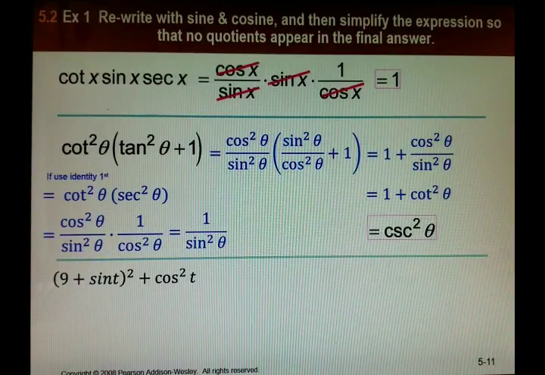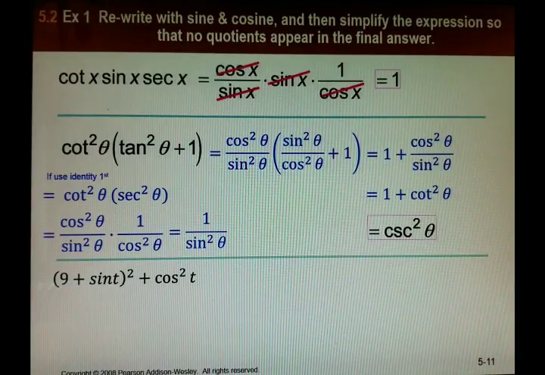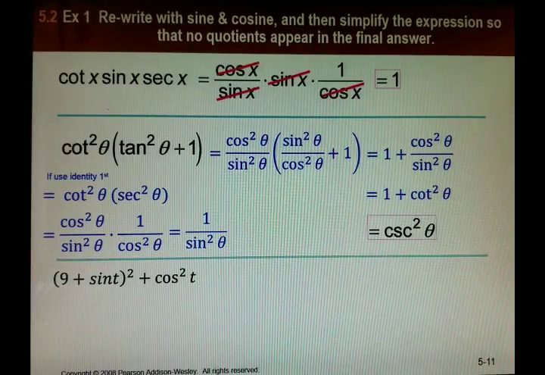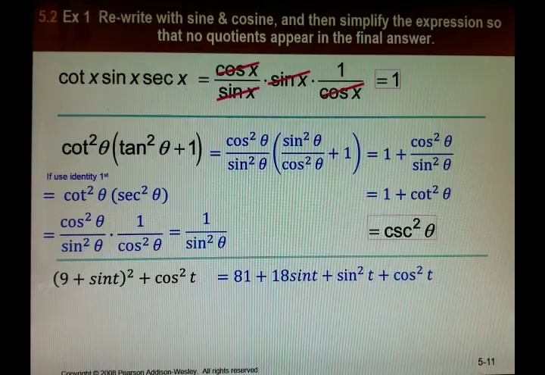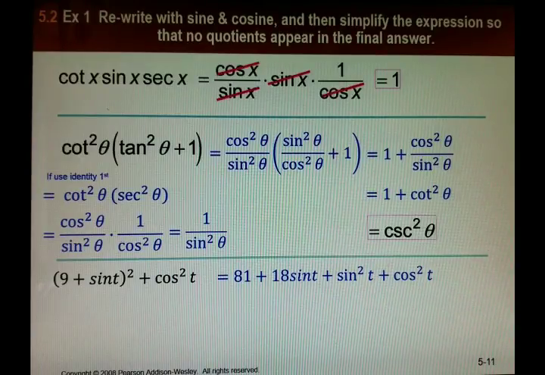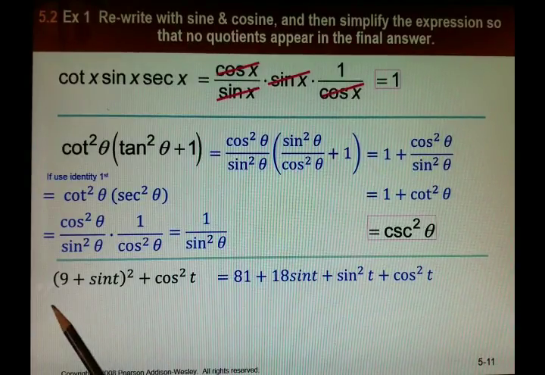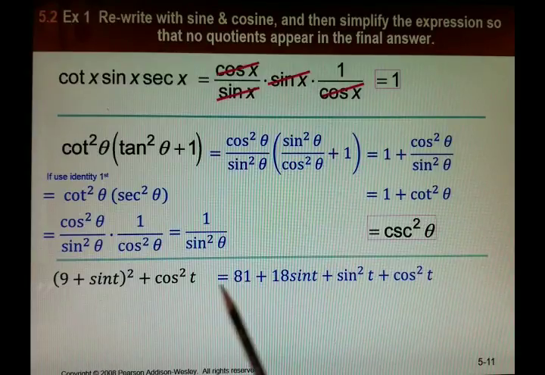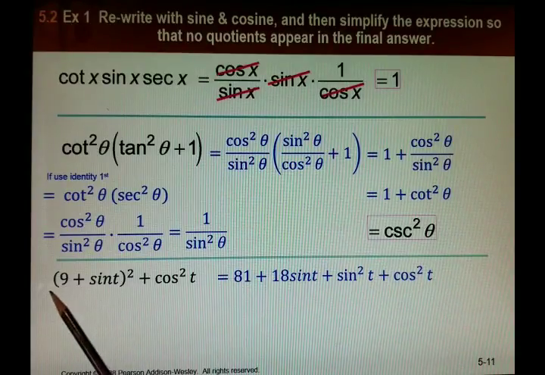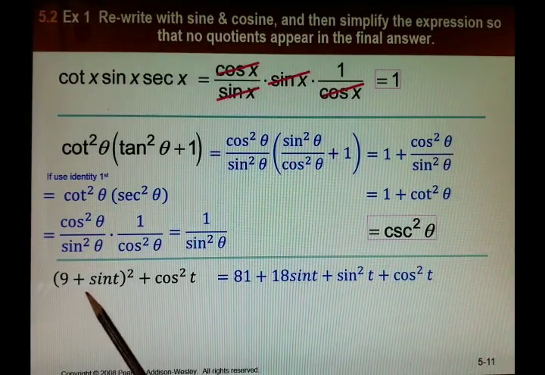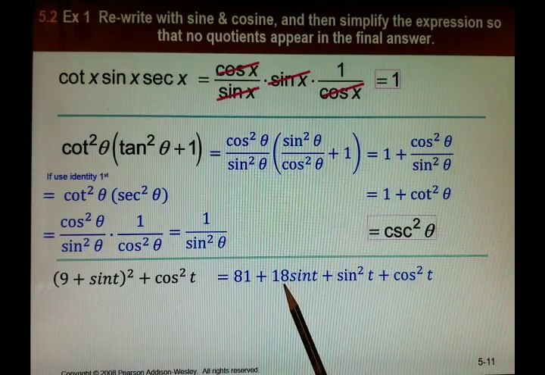Now this time I don't have an identity right off the bat. I do have a binomial square though, 9 plus the sine of t. So 9 plus the sine of t, if some of you use FOIL or if some of you use boxes, you would go ahead and put 9 plus sine t times 9 plus sine t. Some of you have learned to square a binomial without foiling or boxes, and doing that, that was 9 squared, there's the 81. You multiply the 2, that'd be 9 sine t, doubled, that's the 18 sine of t.